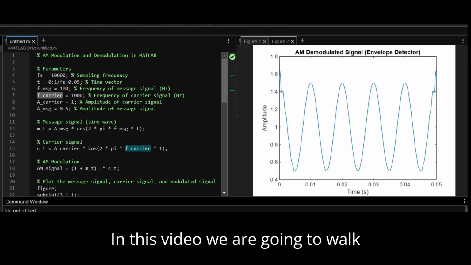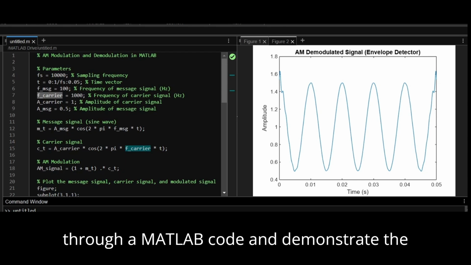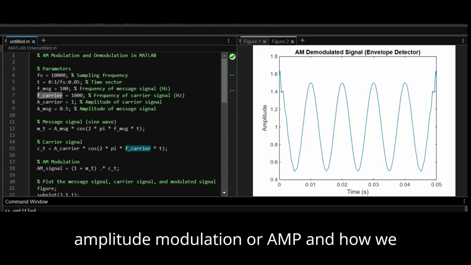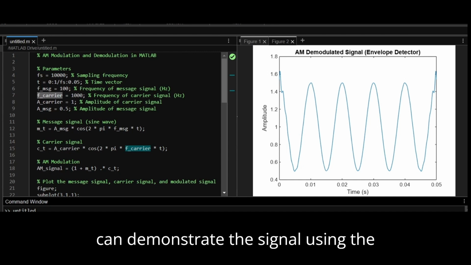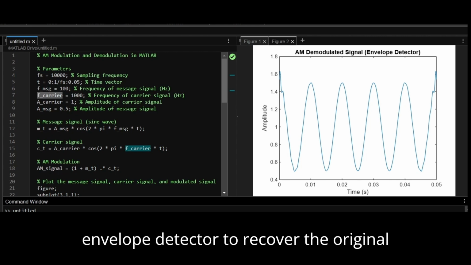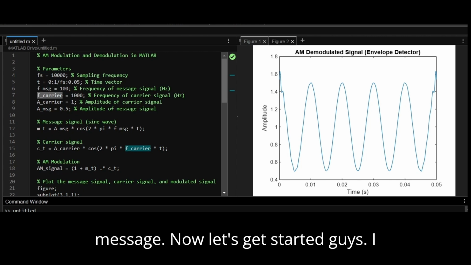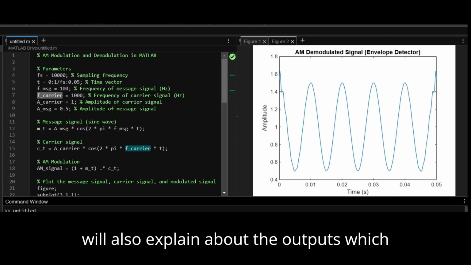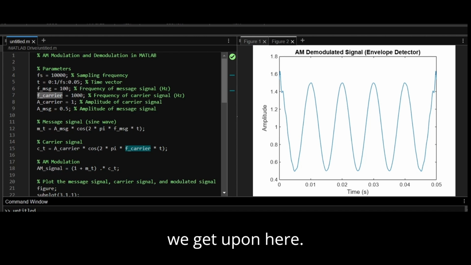In this video, we are going to walk through a MATLAB code and demonstrate amplitude modulation or AM, and how we can demodulate the signal using the envelope detector to recover the original message. Now let's get started, guys. I will explain the code in detail. I will also explain the outputs which we get here.